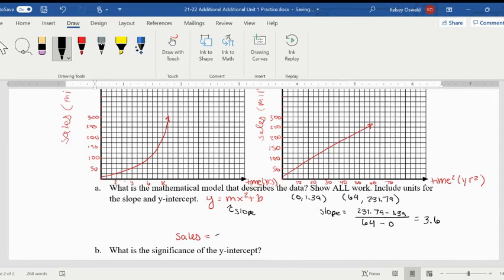Okay. So our slope has a numerical value of 3.6, but we need to include units with that slope. Since we found the slope by doing y over x, we're going to find our units by doing the same thing. We're going to do our y units over our x units. So if we look at our graph, our y units was millions of iPhones.